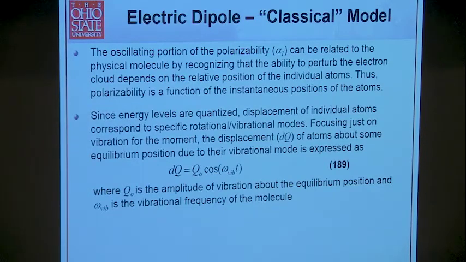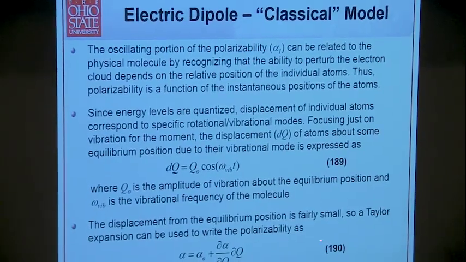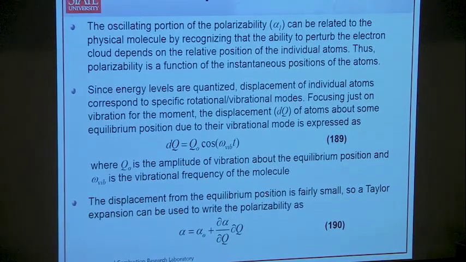Again, its displacement due to vibration is now also written as Q. Spectroscopy loves Qs. Q naught is the amplitude of the vibration about the equilibrium position. And omega vibe, if you will, is the vibrational frequency. All this is saying is that the ability to move an atom out of its place is a function of its actual vibrational mode. So now, you can see the displacement from its equilibrium position is small because the movement due to vibration is very small.